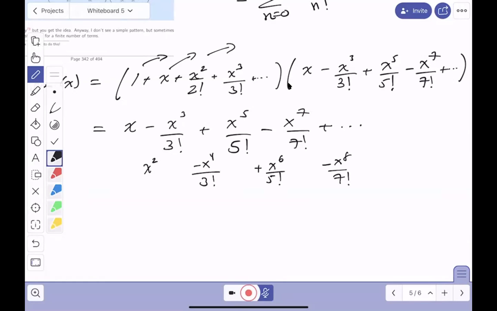What do you get over there? Well, that would give you x cubed over 2 factorial. Oh boy. Then you get, let's see, not plus, you get minus, sorry about that. Minus x to the fifth over 2 factorial, 3 factorial. Gee, that's crazy. And then you get x to the seventh over 2 factorial, 5 factorial. I don't know if I want to go much further.